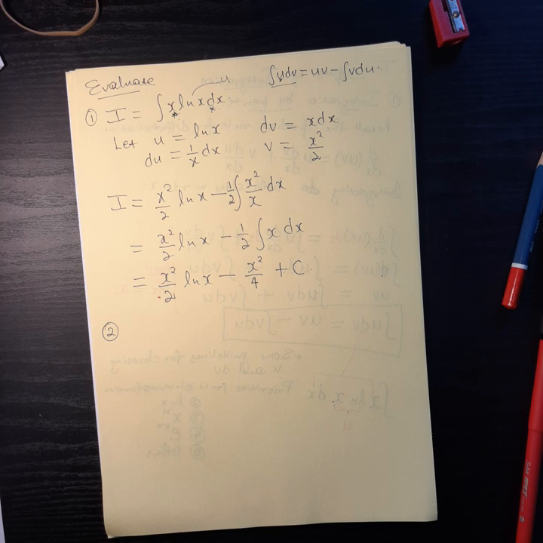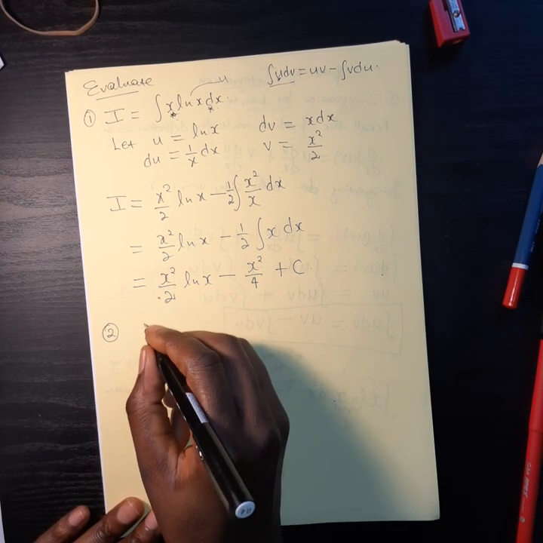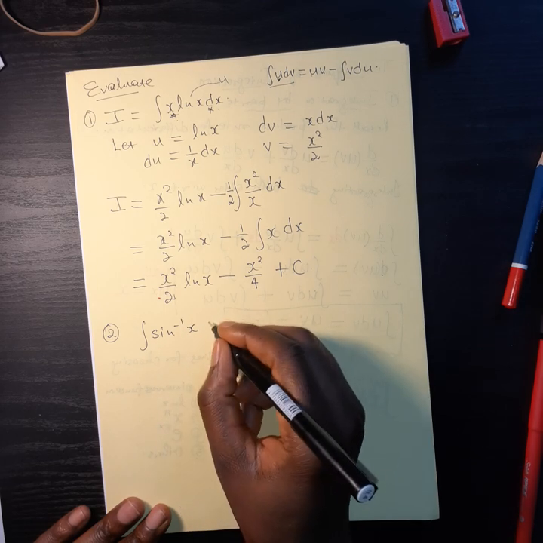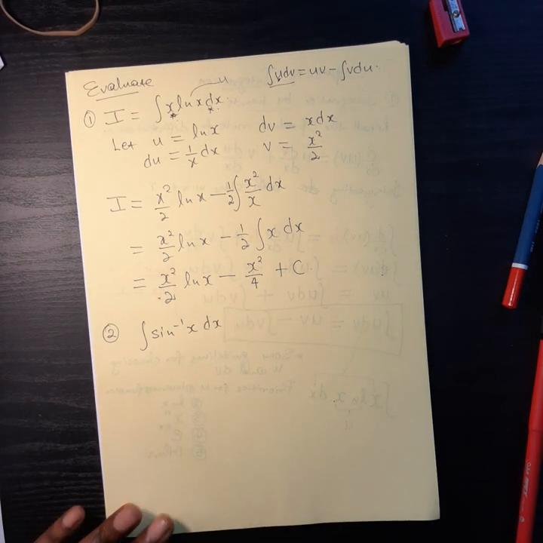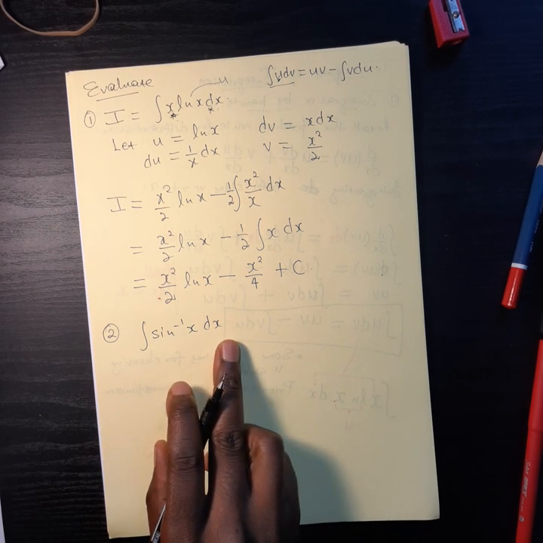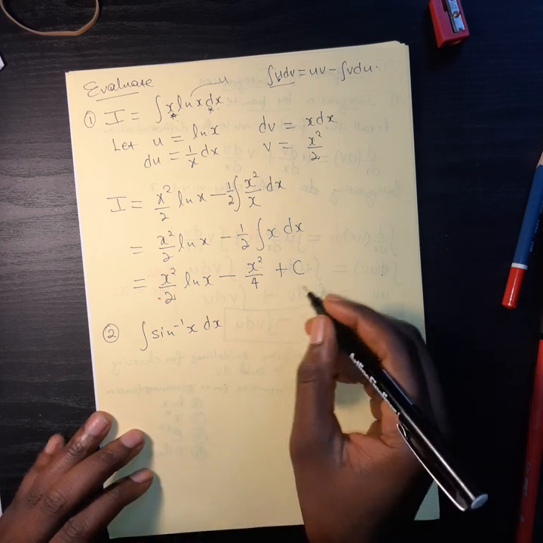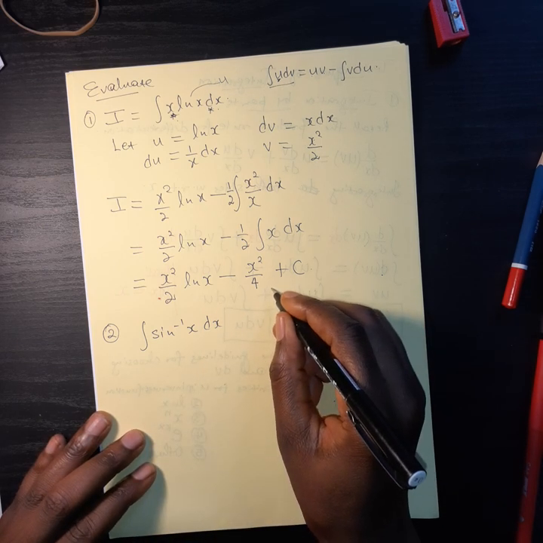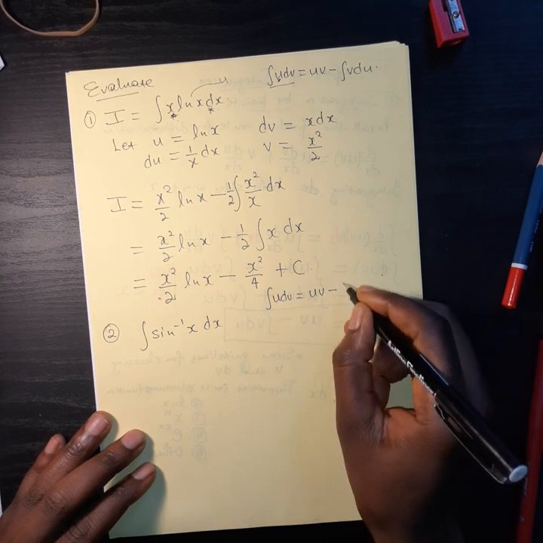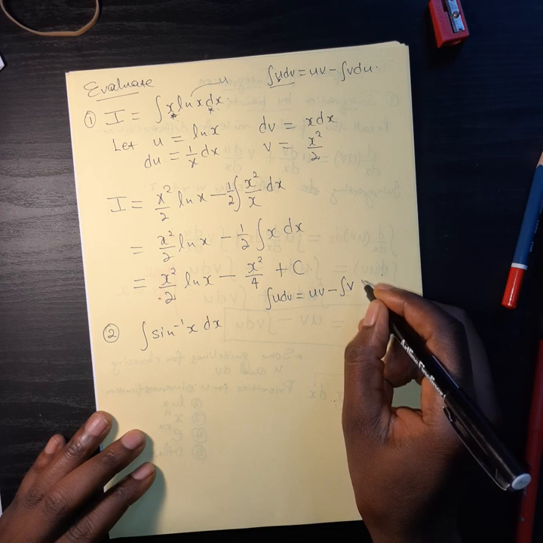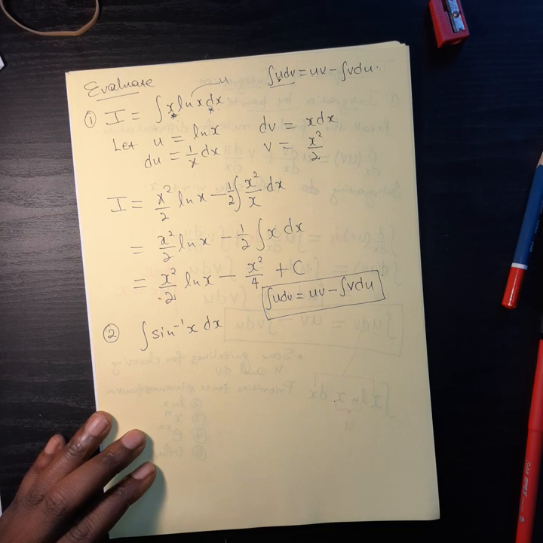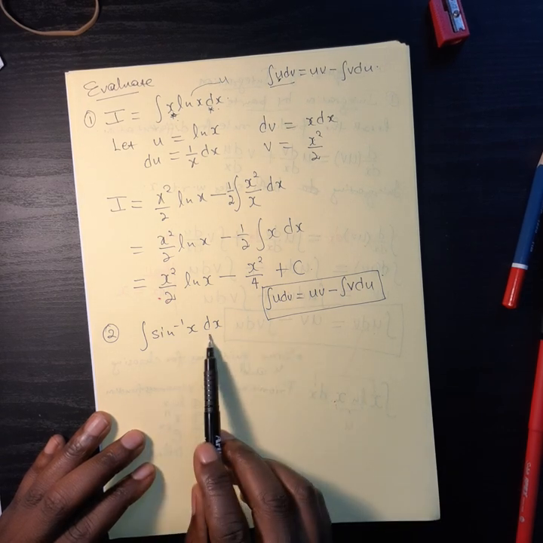Example number 2, we can pick, say for argument's sake, the integral of arc sine of x dx. If we have the integral of arc sine of x dx, we should never forget that we need the integral of u dv equal to uv minus the integral of v du, like that, right? So we come here. This is our left-hand side.